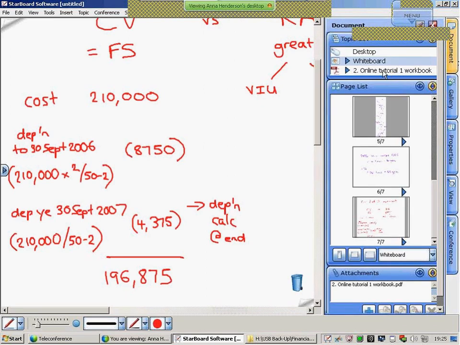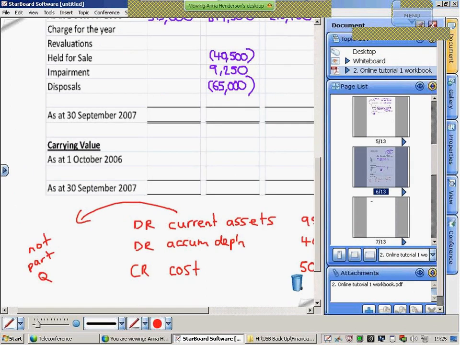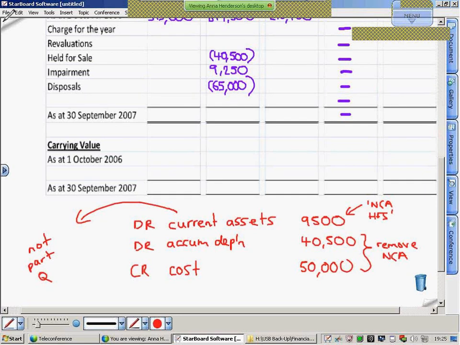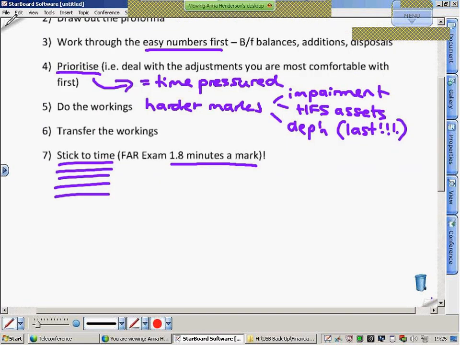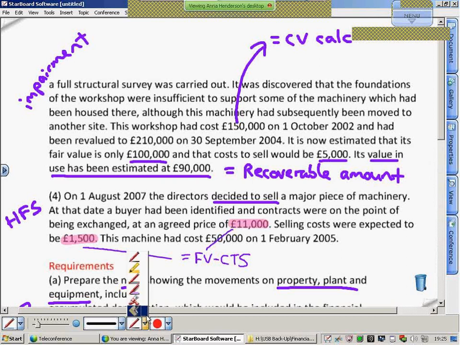We want to compare that then, if we go to the question, with the value in use and the fair value less cost to sell. So if we look at the question itself now, we see fair value is 100,000 and the cost to sell would be 5, and value in use is 90. So we're looking at the greater of 2. And that then it's going to come out as fair value less cost to sell.